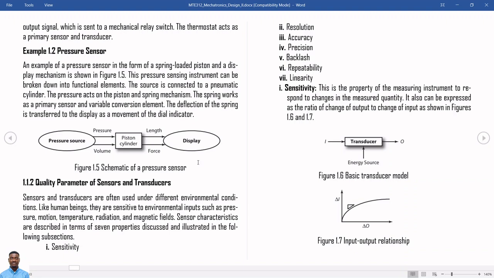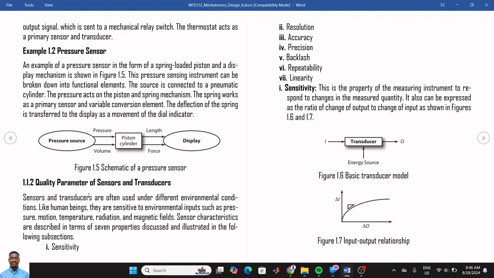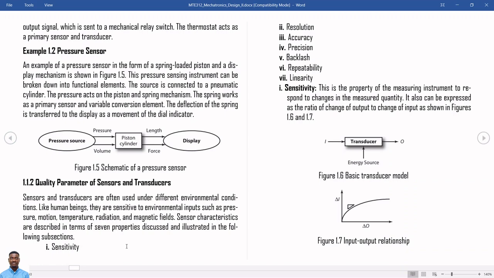Now, for every sensor, we have what we call the quality parameters of sensors and transducers. Those quality parameters are sensitivity, resolution, accuracy, precision, backlash, repeatability, and linearity. Now, sensors and transducers are often used under different environmental conditions. Like for us human beings, we have different kinds of environment that we can be in, and our bodies are designed to sense the temperature of our environment or touch or whatever it is that is around us. So the same way too, sensors do that.